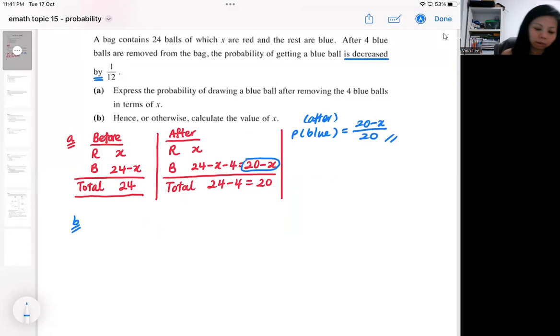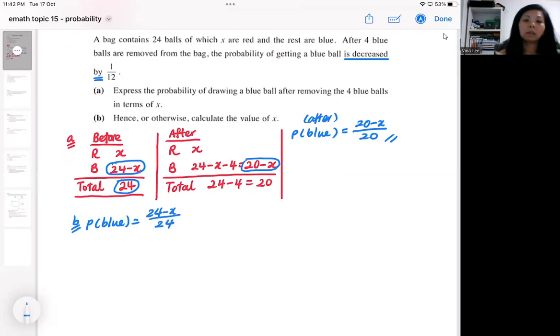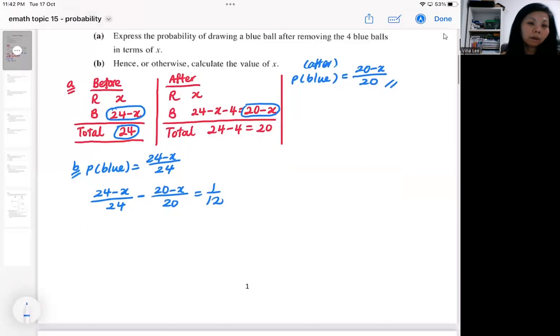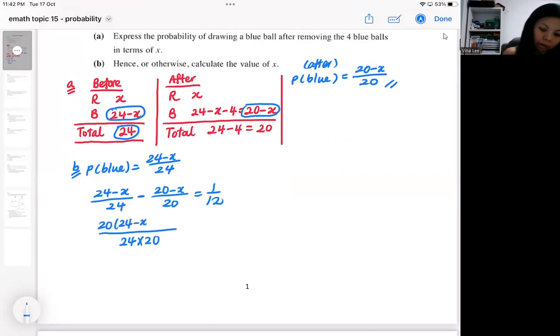In order to get the difference, you need the original probability of getting a blue ball. The original one will be this over this. This is the higher probability, because after you remove, the probability becomes smaller by 1/12. So the algebra you should set up is the probability before minus the probability after is 1/12. It looks like quite a lot of algebra, because you need to make the same denominator, then cross multiply. I will not show the full working. Execute this idea: make the same denominator, cross multiply, and you should find X to be 30.